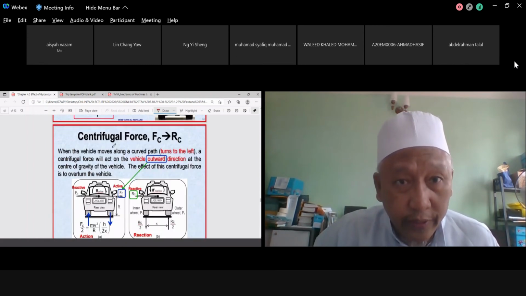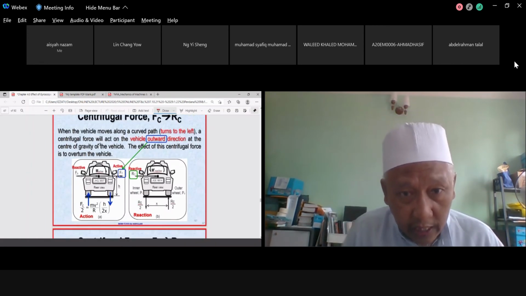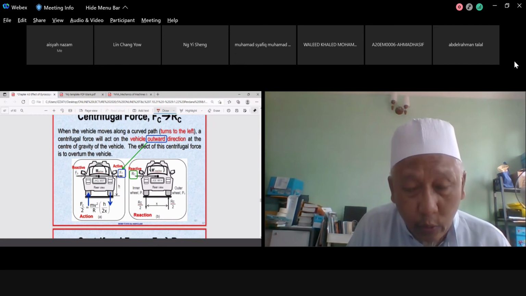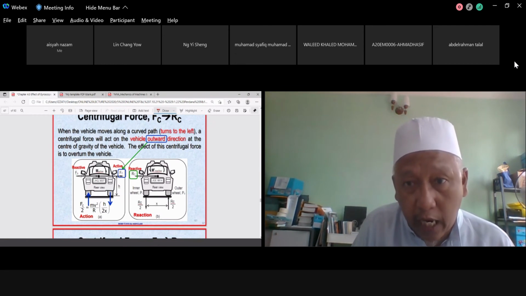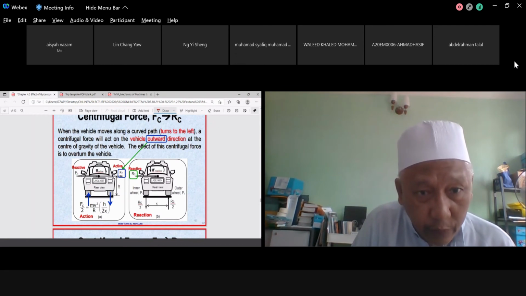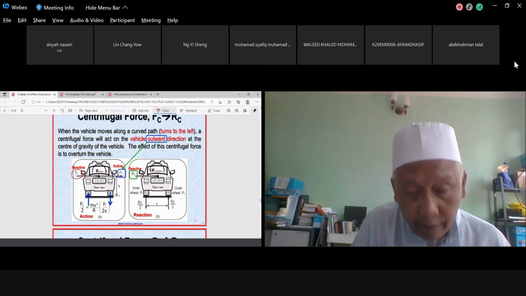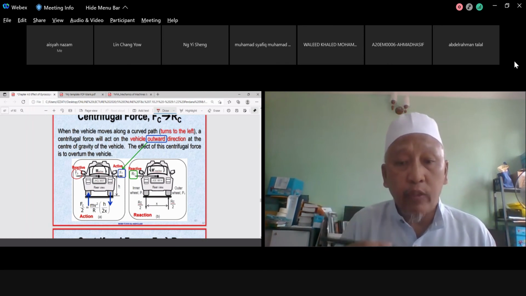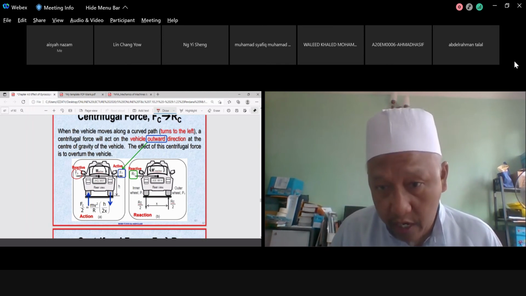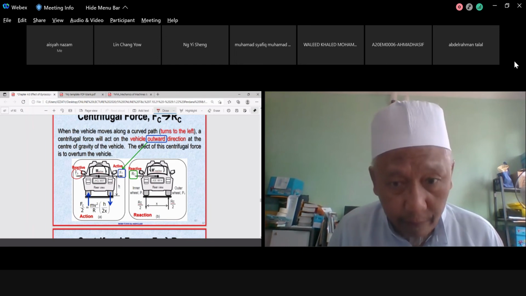Okay, this one is centrifugal, as I mentioned earlier. We have the FC when turning right or turning left. This one will always be outward. This one is the reaction with FN. I think you've done this in dynamics. This one is active, this one is reactive. And the reactive is also always pointing inward toward the center of your radius of gyration. Sorry, radius of curvature. Radius of curvature.